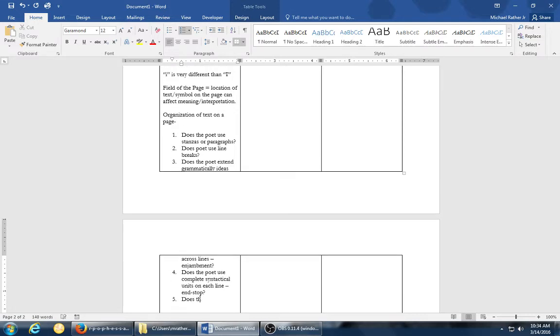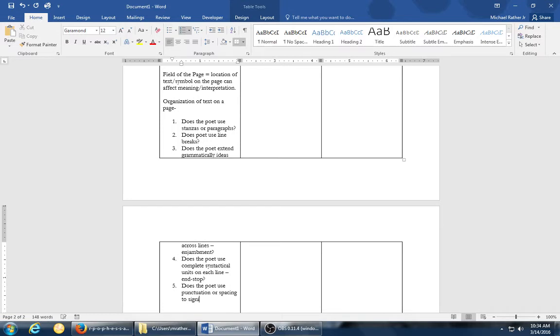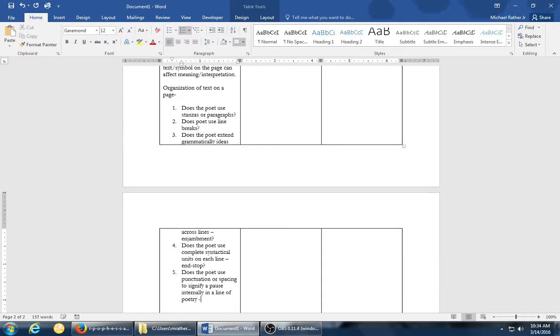Does the poet use punctuation or spacing to signify a pause internally in a line of poetry? We call that caesura. And there's a couple different spellings of it. The CE is fine as well. I just was taught to spell it the old way. And the textbook shows you both ways.